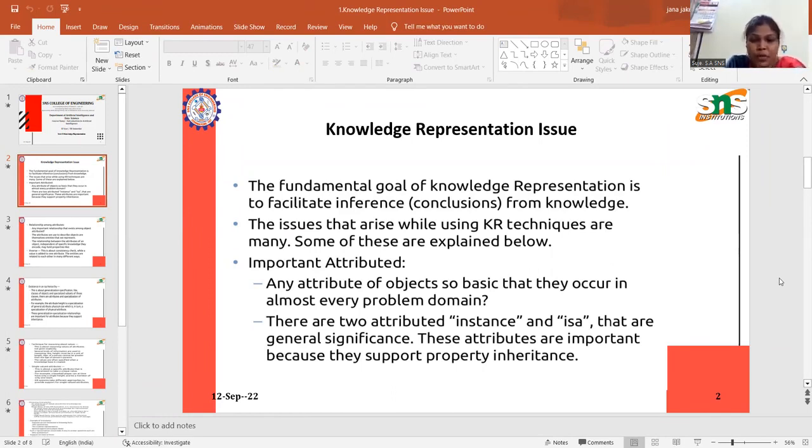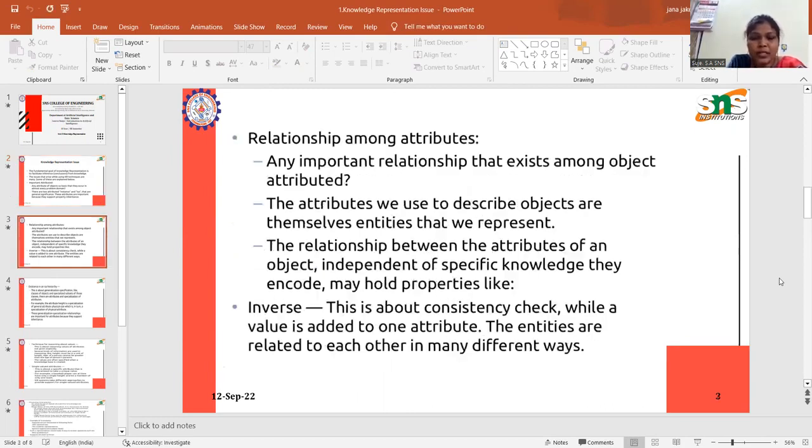Important attributes: any attribute of objects so basic that they occur in almost every problem domain. There are two attributes, instance and ISA, that are of general significance. These attributes are important because they support property inheritance.